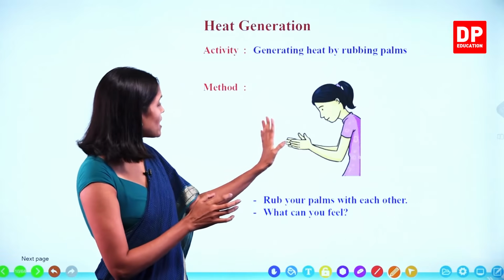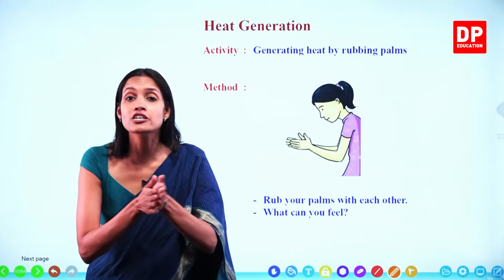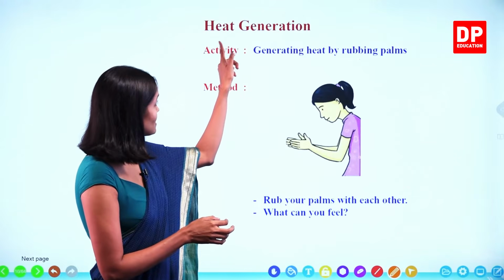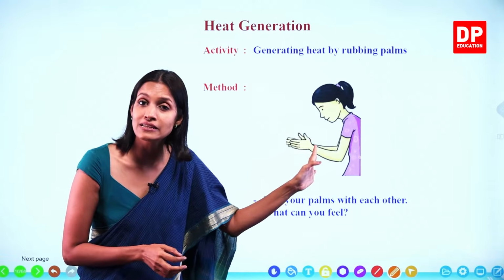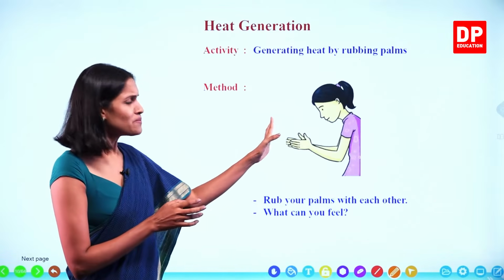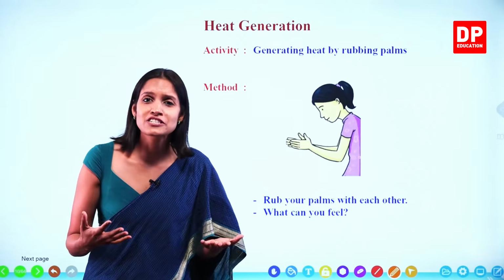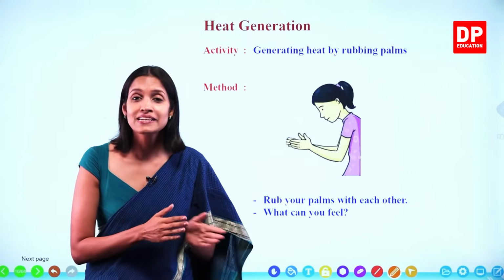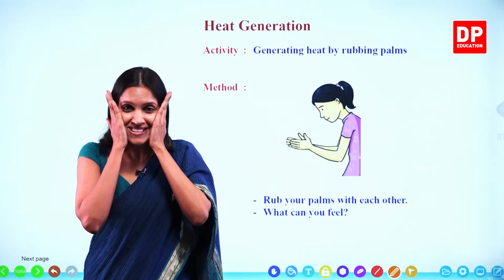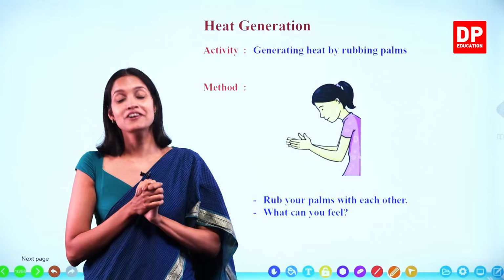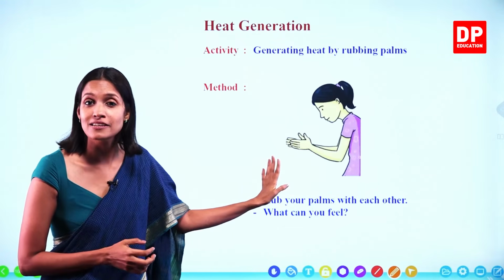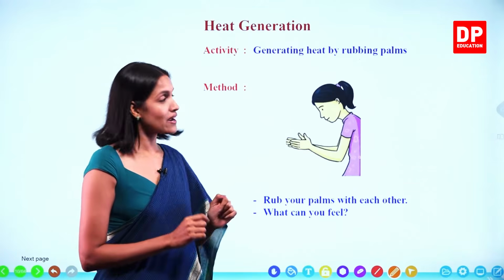Right, children? So that is because when you do this activity, because of rubbing, heat is generated. So under this heat generation, the first method of generating heat is by rubbing two hands, two objects. Sometimes even without us knowing, unintentionally, when we go to very cold areas, we rub our palms together and keep them on our cheeks so that we feel the warmth of our hands. That is because when we do this activity, heat is generated. Understand?